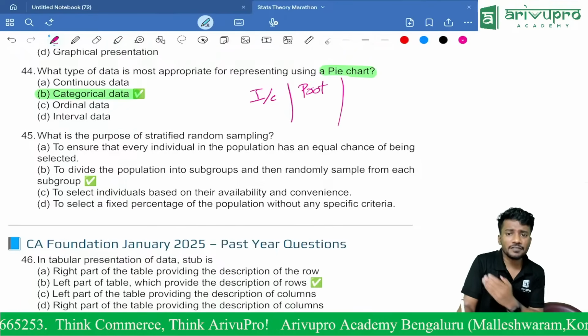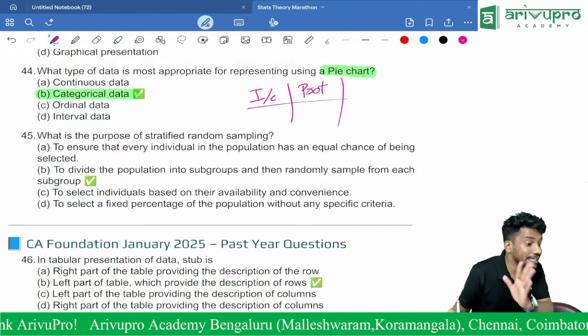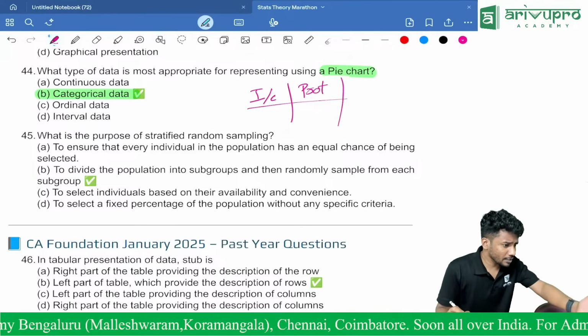Likewise, different data are there. So it is category wise. Okay, so it will get over in like 20 minutes.